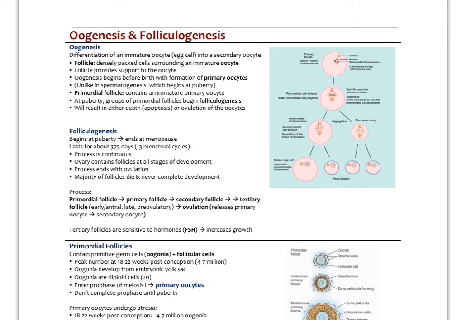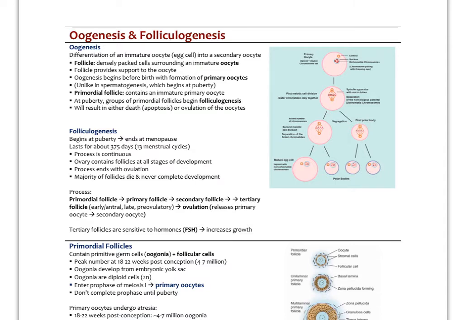Oogenesis begins actually before birth, which is interesting, different than in males. Oogenesis begins before birth with formation of what's called the primary oocyte. Primary oocytes are diploid cells, so they actually have the same number of chromosomes as an adult cell. We're going to need to develop a haploid cell in the mature ovum, obviously for reproductive purposes. So part of the process of oogenesis is going to be conversion of this diploid cell into a haploid cell through the different stages of meiosis. In males, spermatogenesis, remember, begins at puberty.